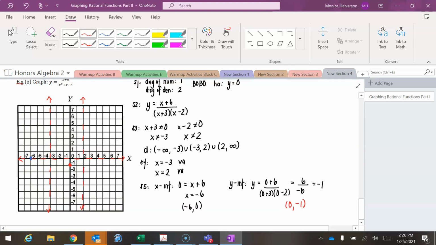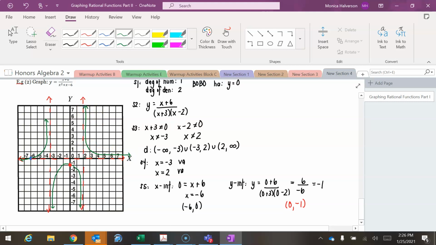So finally, we're going to plug this into our calculator. And it's going to look something like this. Let's try that again. Let's do it in a different color. And there we go. There's the graph of your rational function.